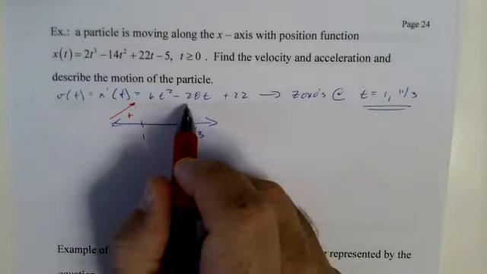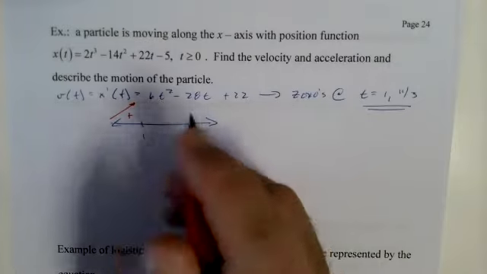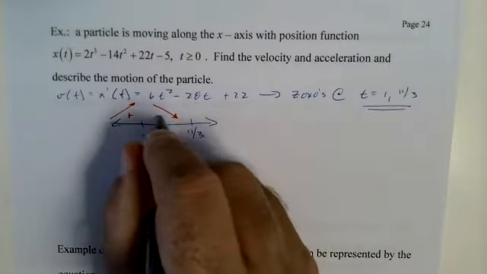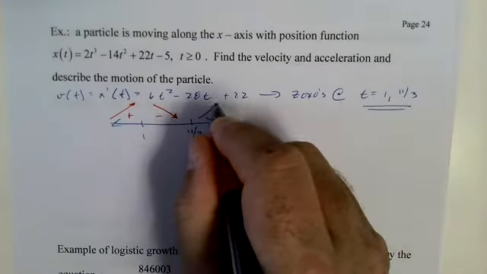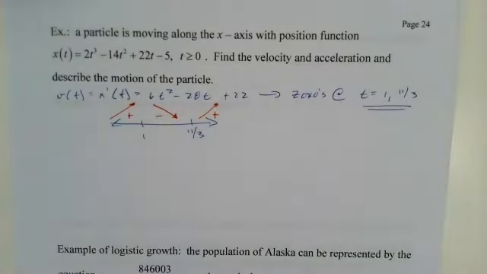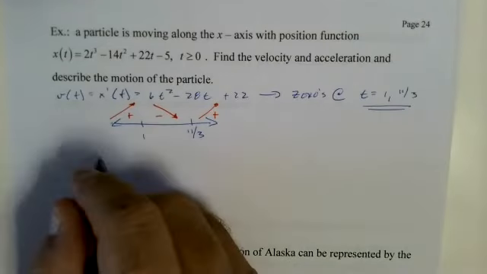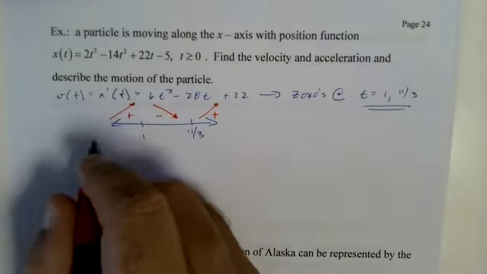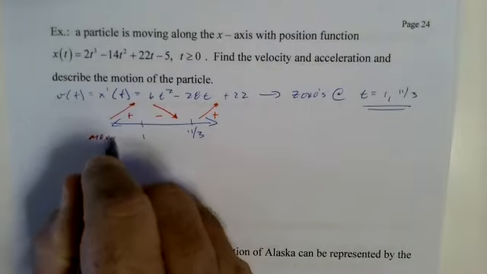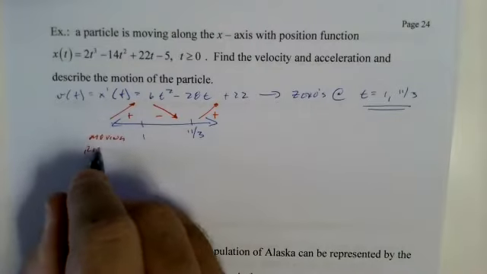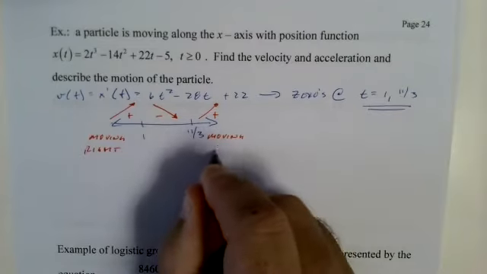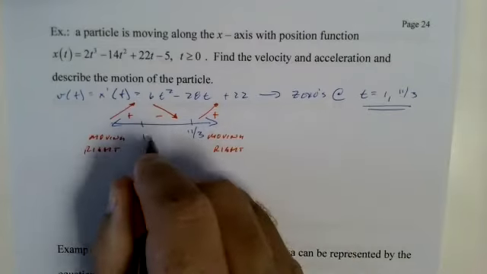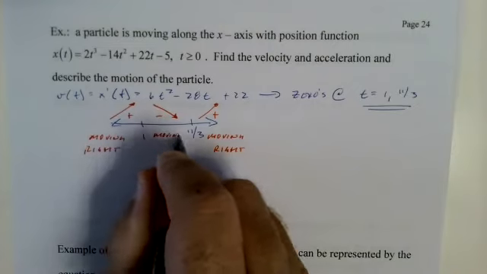46 minus 2 times 28, negative 56, is going to be negative. And then a gazillion in here makes that square dominate. So this is where it's moving right. This is where it's also moving right. This is where it's moving left.